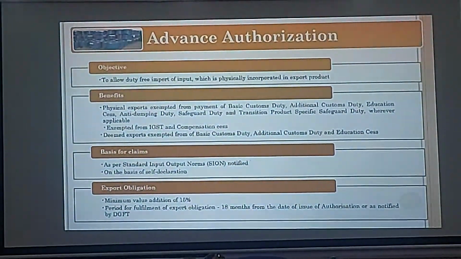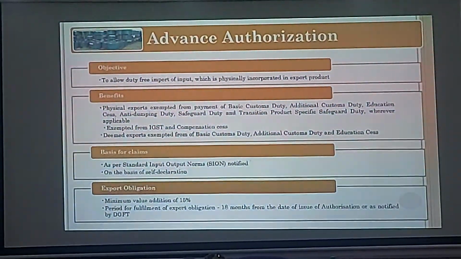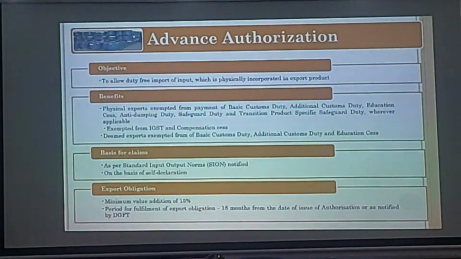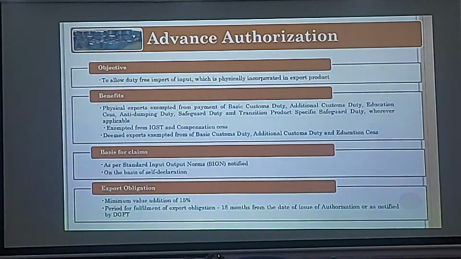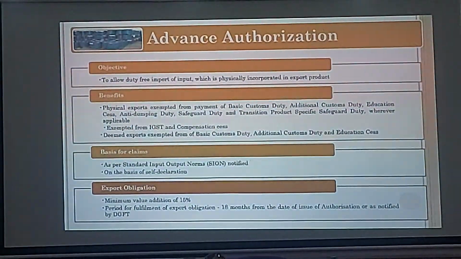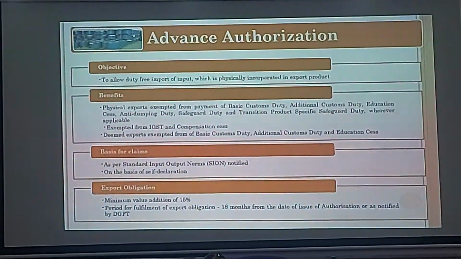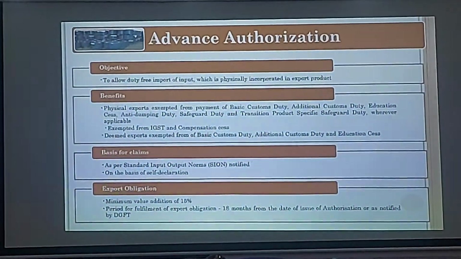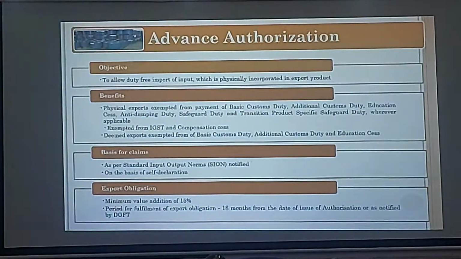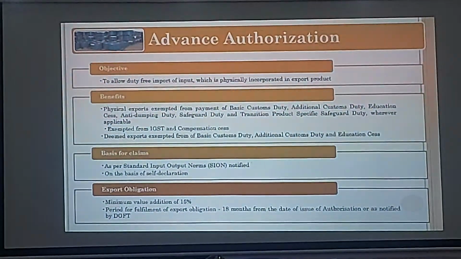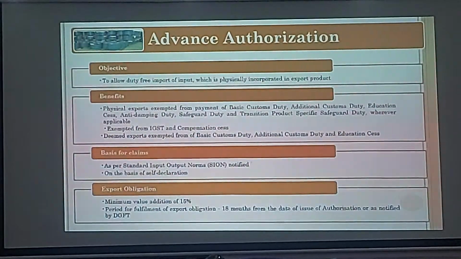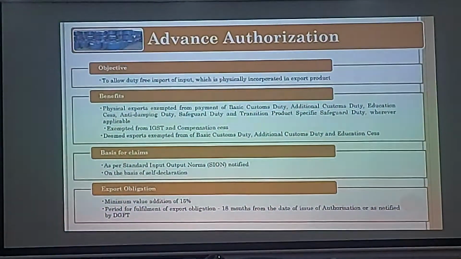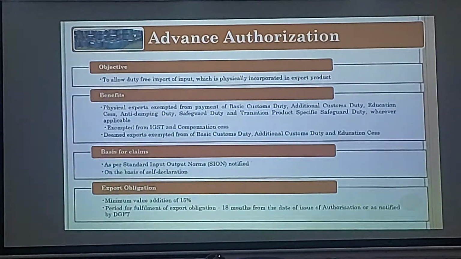So what you can do is, suppose you want to manufacture that product, you will come to DGFT and apply for advance authorization. That advance authorization will be issued to you under a particular SION. There is a SION list in this book. You can see what SION is there for your chosen product. You can import that raw material duty free. What does that mean? If you want to import it, you need not pay any duty, you just need to pay the price of the raw material.